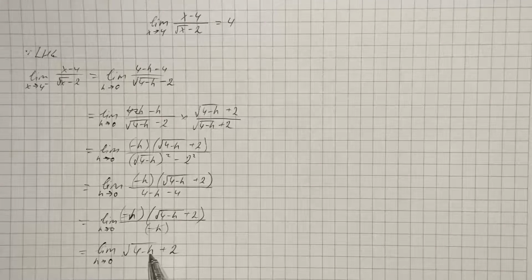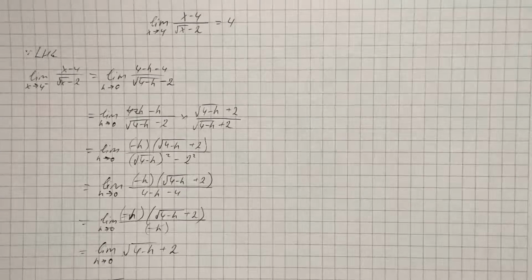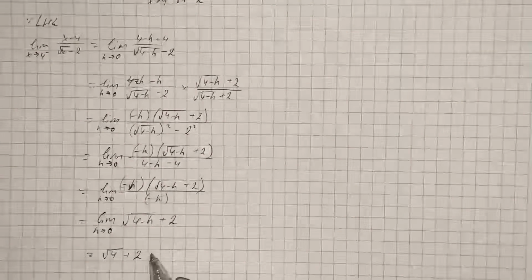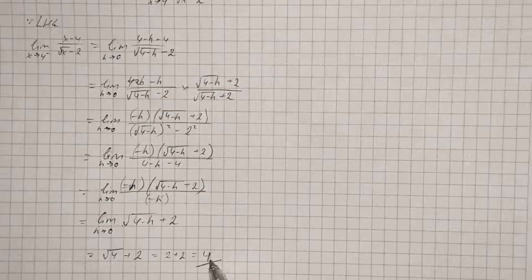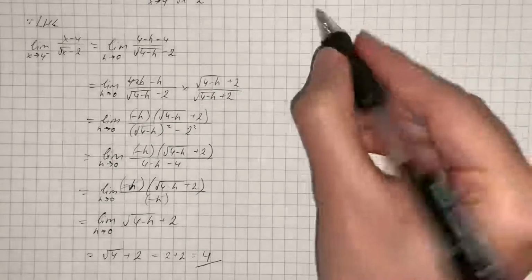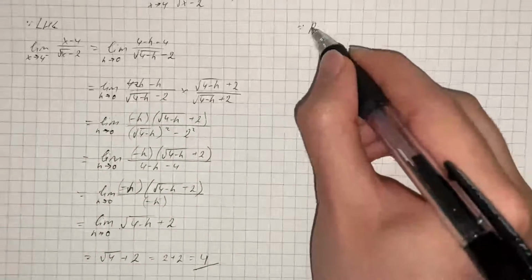So we substitute h by 0 and we get square root of 4 plus 2, which equals 2 plus 2, and that's going to be 4. So that's the value of the left-hand limit. And now we're going to find the right-hand limit.